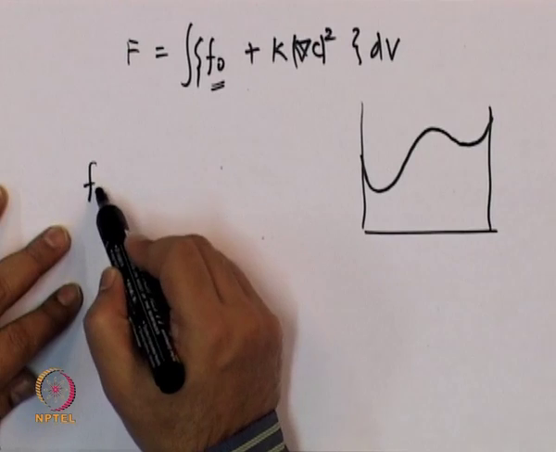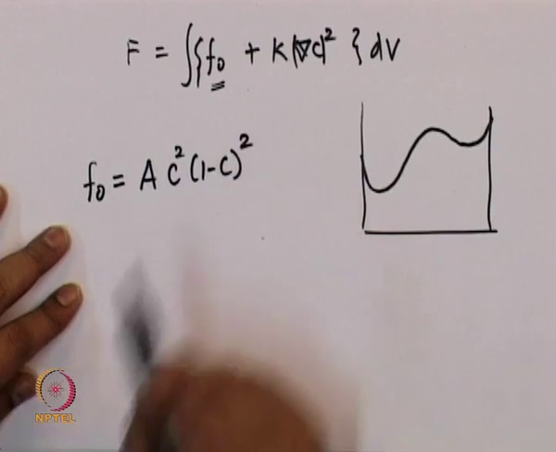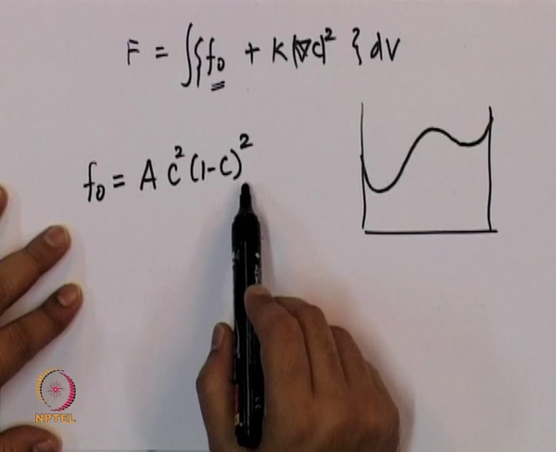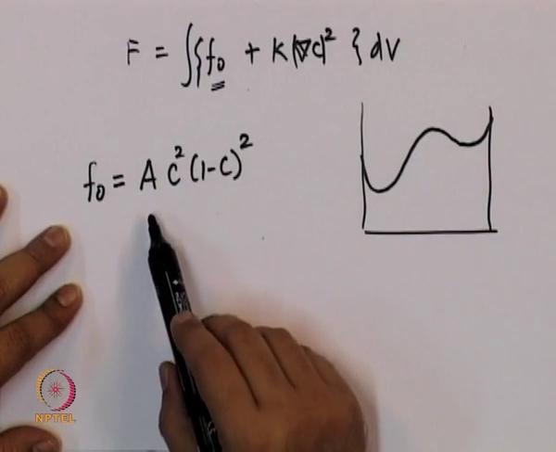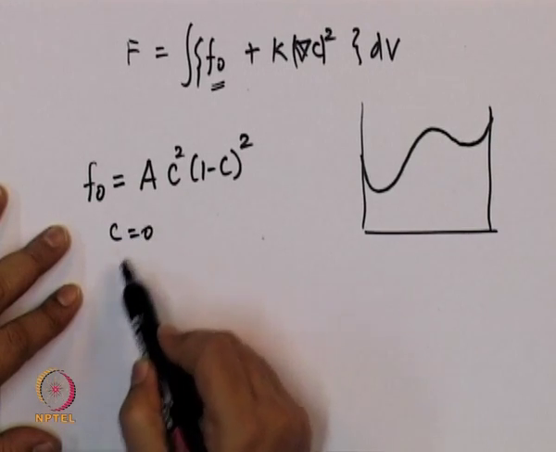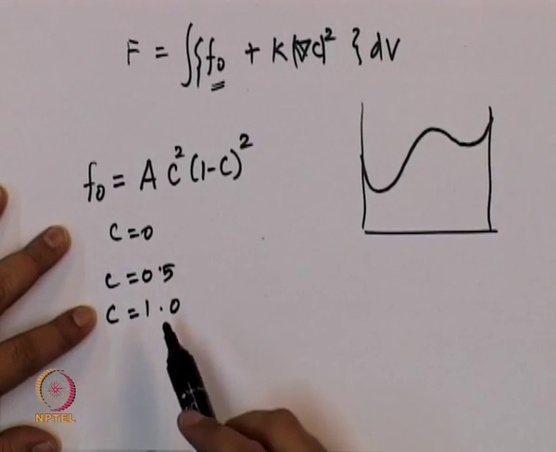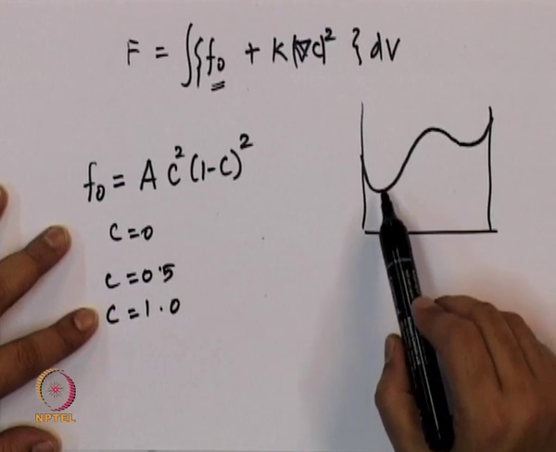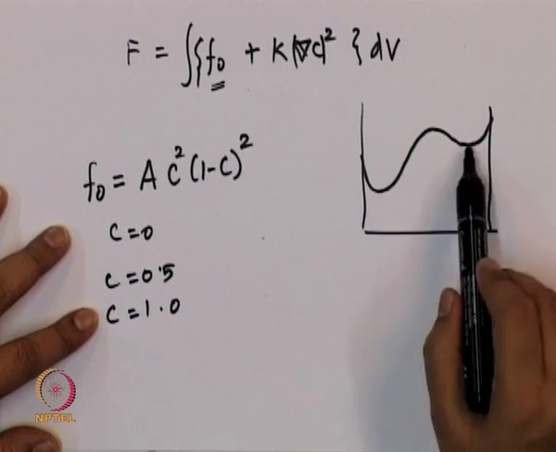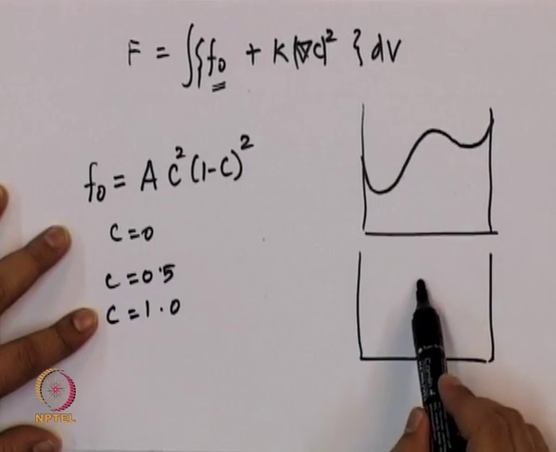So, I am going to assume my f0 to be nothing but A c squared into 1 minus c whole squared. Now, this is a fourth order polynomial, and so if you try to minimize it, you will get 3 extrema points. They are at c equal to 0, c equal to 0.5, c is equal to 1. In other words, what we are doing is that we are doing some transformations on such a curve by bringing the minima. So, we are going to push the maxima to be at the center.